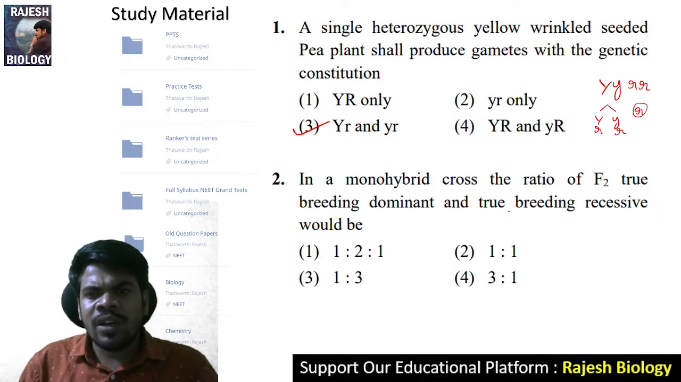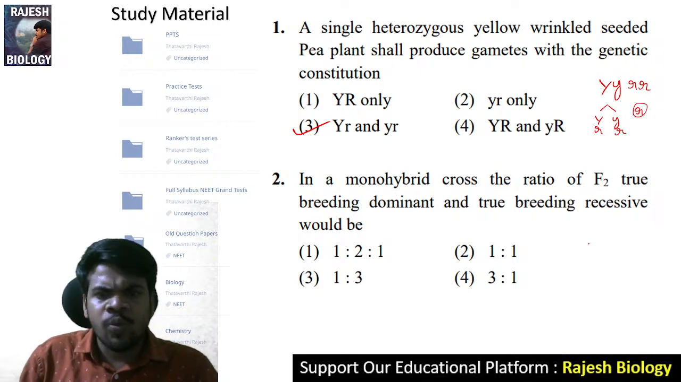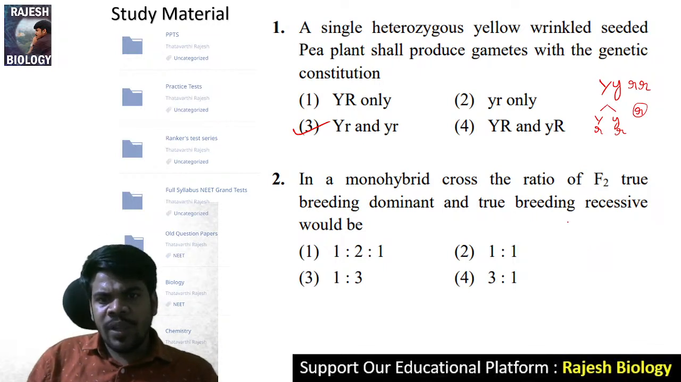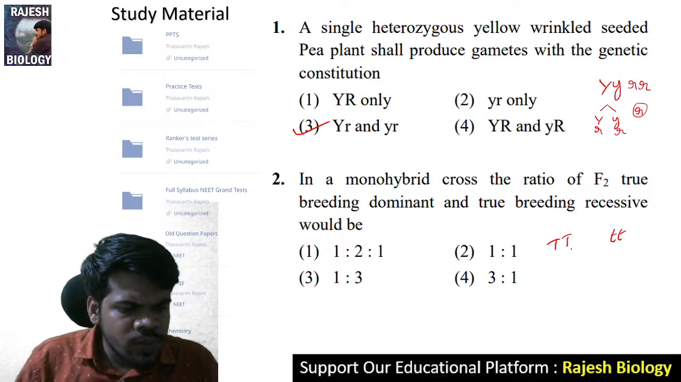In a monohybrid cross, the ratio of F2 true breeding dominant and true breeding recessive would be. In a monohybrid cross, in the F2, true breeding dominant means this one, and true breeding recessive, this one. What is the ratio between these two?